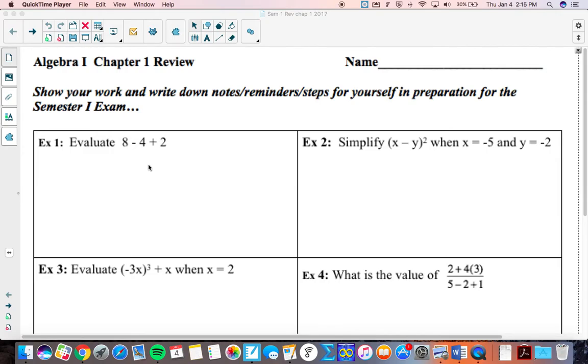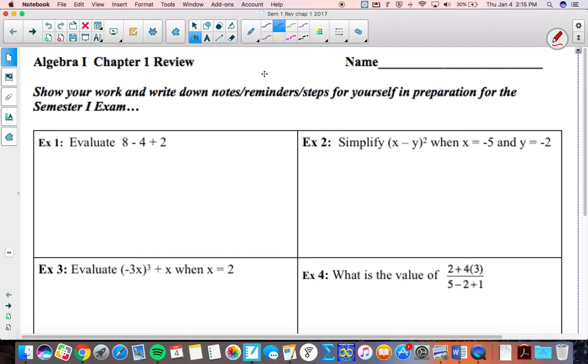Chapter 1 review. In Chapter 1, one of our main focuses was simplifying expressions. To review, when we simplify expressions, we need to follow our order of operations. Parentheses first, then exponents, multiplication and division. But if you have multiplication and division in a problem, you need to do whichever comes first, or on the left, in that problem. Same with addition and subtraction.